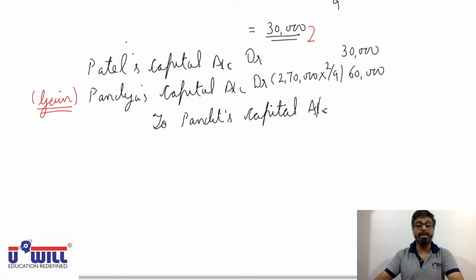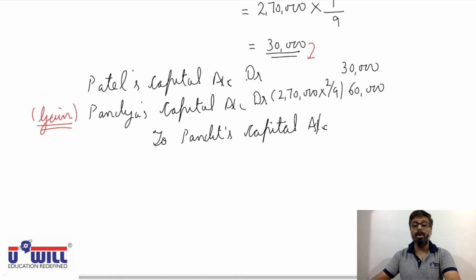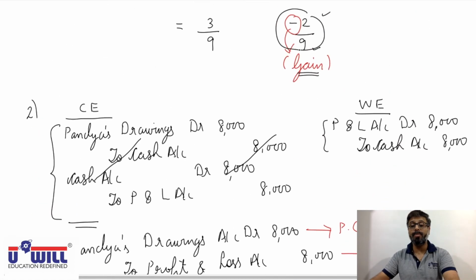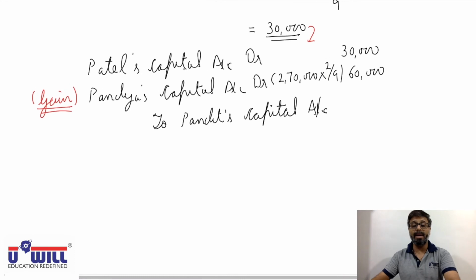I repeat, after admission of Patel, normally both partners should sacrifice. But after the new partner's admission, even Pandya is gaining. And the only person sacrificing is Pandit for the admission of the new partner. So Patel and Pandya, both the partners will give goodwill to Pandit. How will you find Pandya's capital? Because he is not sacrificing but gaining. Total goodwill 2,70,000 into Pandya's gain 2 by 9. So Pandya's capital account will be debited with 60,000. Any confusion, then you all watch the goodwill accounting part lecture in this chapter again.